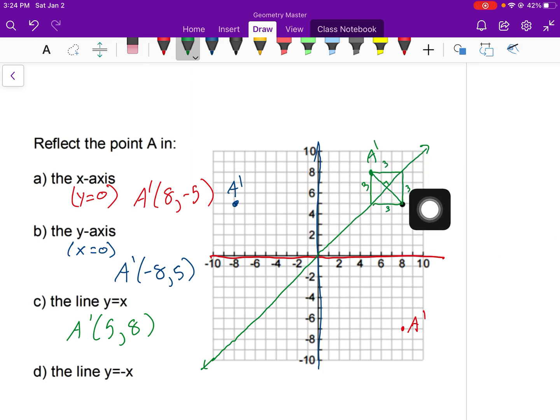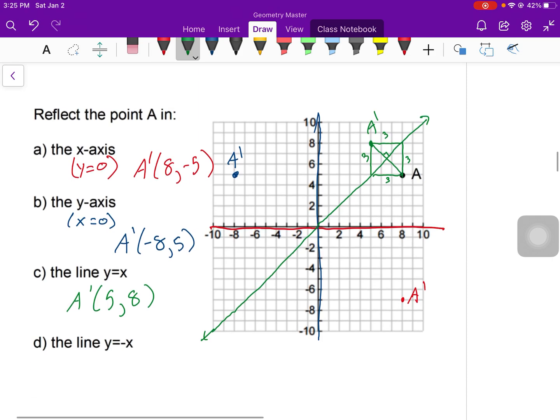Now, this does not mean that A prime is 3 away from A. It just means that A was 3 below this line. So A prime's got to be 3 to the left, because you are making a square. It has to be making a square, or a rectangle, I guess would be a more accurate way of saying it. All right.